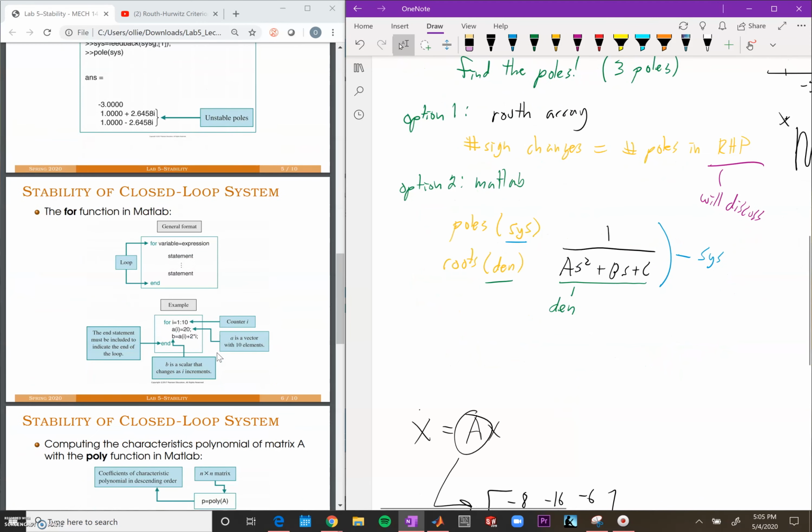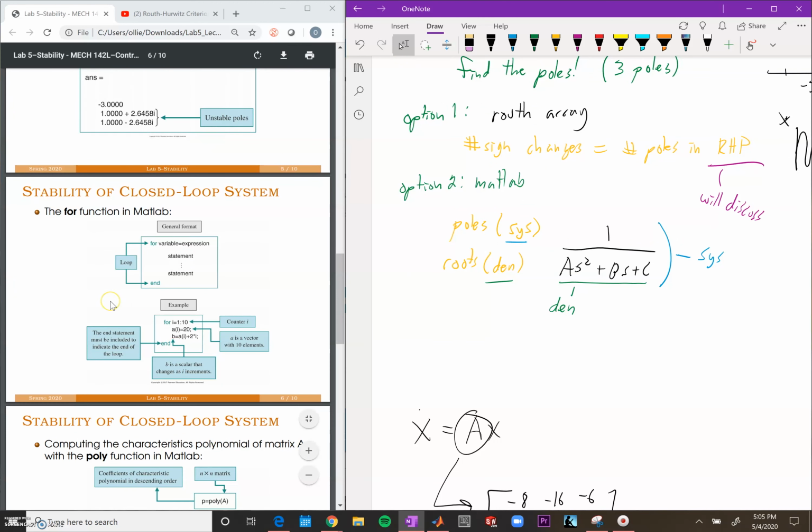Moving on, here's a for statement. If you haven't seen a for statement before, there's plenty of tutorials on it. I'm not going to spend time talking about for statements, but you're going to need to know how to do them for the lab task.